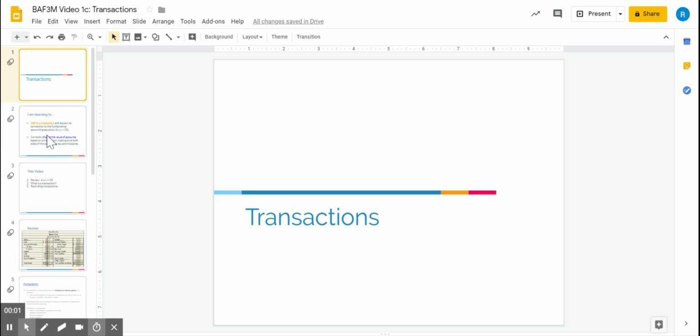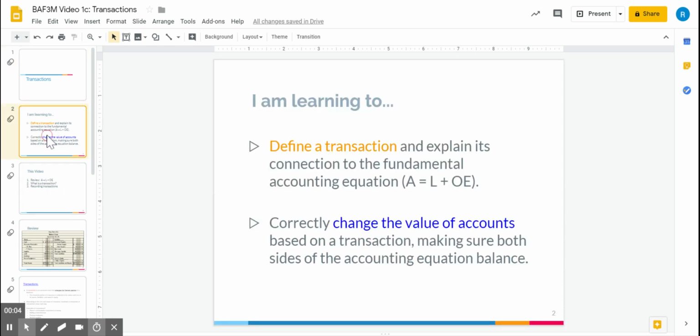Hey everyone, this video is sort of an introduction to transactions. Your goals for this video are to be able to define a transaction and explain its connection to the fundamental accounting equation, which is assets equals liabilities plus owner's equity.